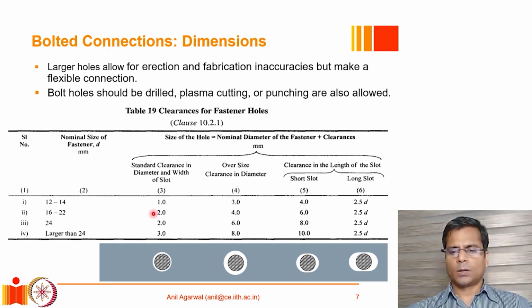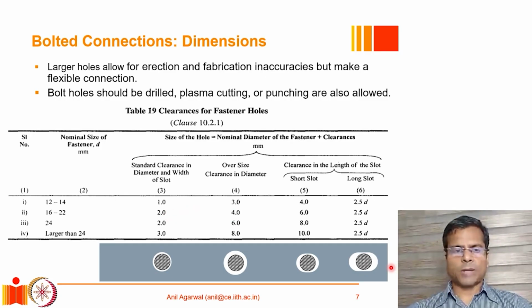In case of this slot, the length between this edge to this edge of the slot will be equal to 2.5 times the diameter. So the diameter is 16 millimeters. 2.5 times 16 will be 40. So 40 millimeter will be the total slot length. And in the width direction, it will again follow the same standard, that is 16 plus 2, 18 millimeters.